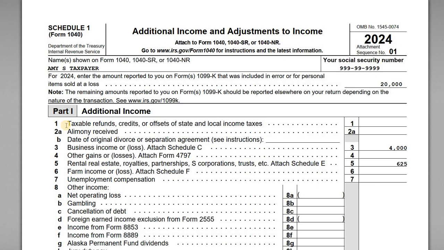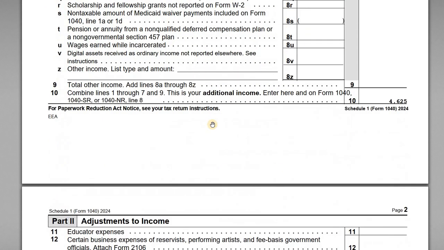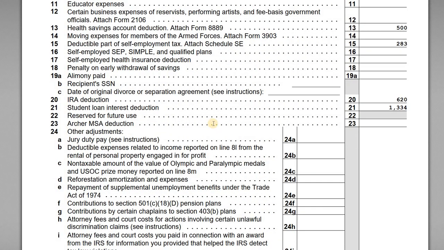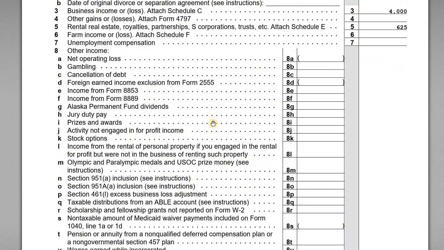Alright, for this video I wanted to do a walkthrough of the Schedule 1 Form 1040 Additional Income and Adjustments to Income. It's a form that comprises 2 pages, so Part 1 is Additional Income, and if you scroll down to Part 2 you see Adjustments to Income.